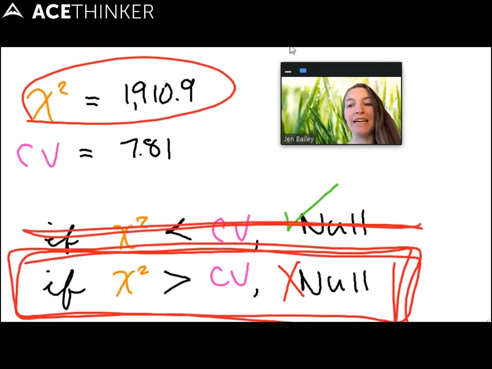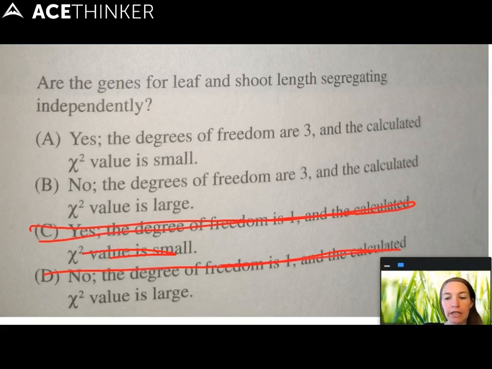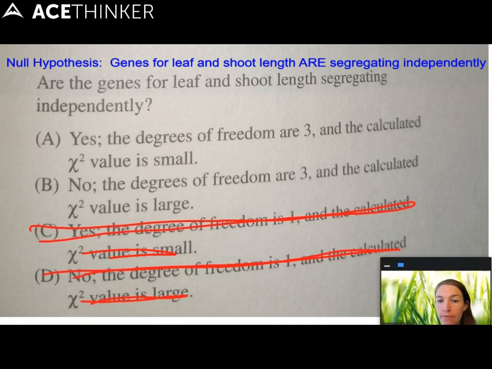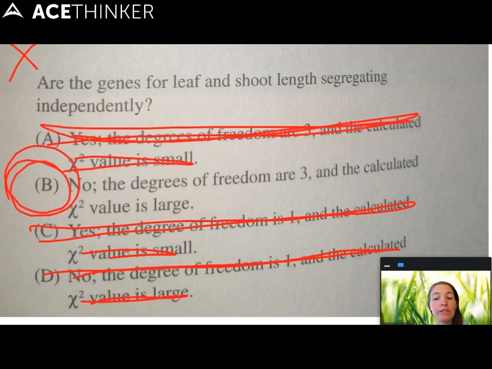And what does that mean for our question? Just a reminder that C and D are out because the degree of freedom is 3, not 1. And if you remember what our null hypothesis was, then we can answer yes or no to the question, right? So are the genes for leaf and shoot length segregated independently? Well, we had to reject our null hypothesis, right? So that means yes is out because yes would be accepting the null. So our answer is B. No, the degrees of freedom are 3 and the calculated chi-square value is large.